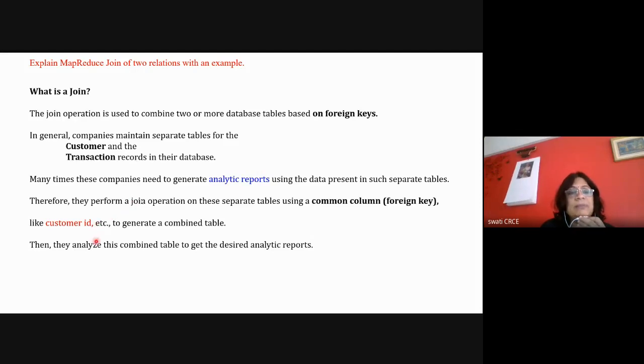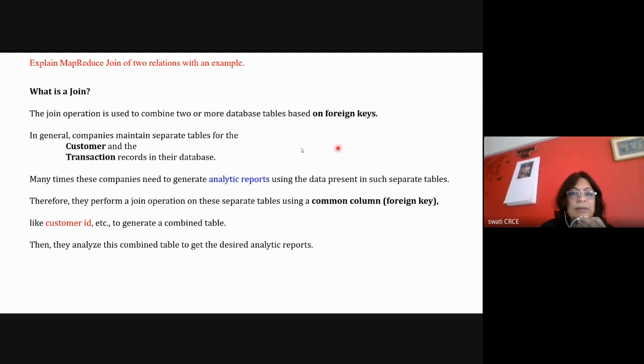We have a customer table dedicated to customers, where information about all the customers is stored: customer ID, name, address, phone number. And in the transaction table we keep the transactions. So we normally keep two separate tables: one table for customers, one table for transactions.